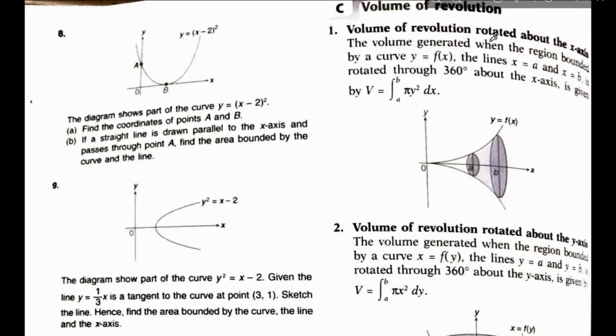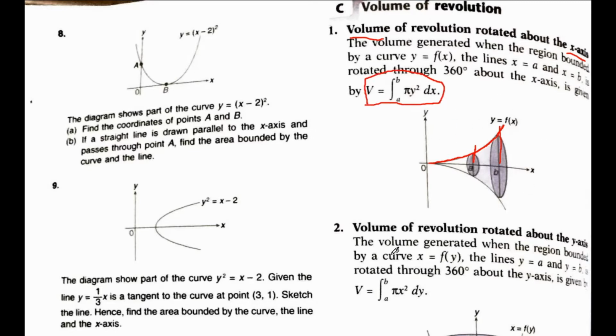See volume of revolution. Integration can help us to find area and also volume. We have two types here. The first one is volume of revolution rotated about the x-axis. The volume generated when the region bounded by the curve y equals f(x) and the lines x equals a and x equals b is rotated through 360 degrees about the x-axis is given by this formula.